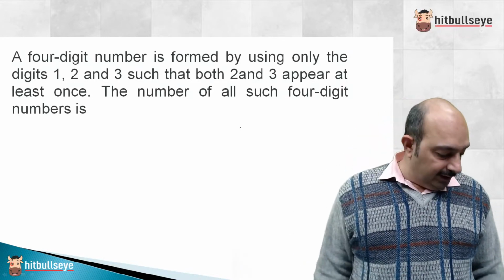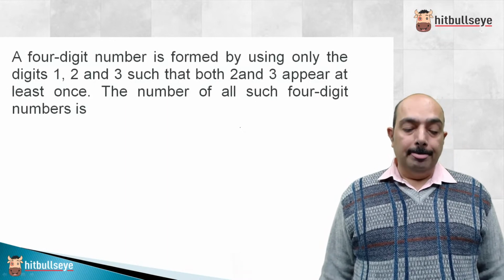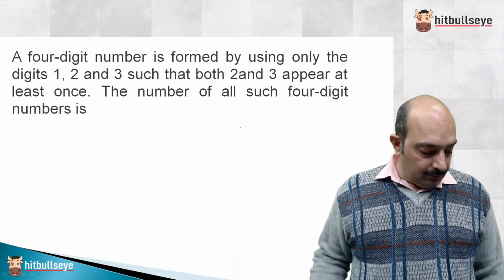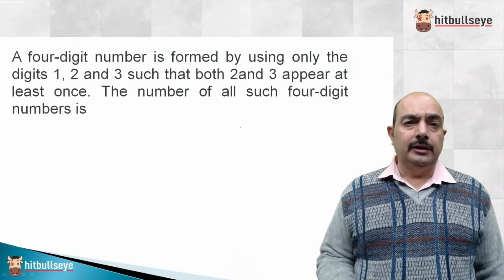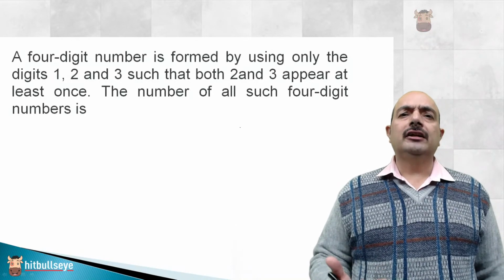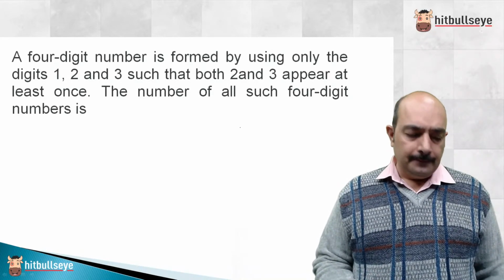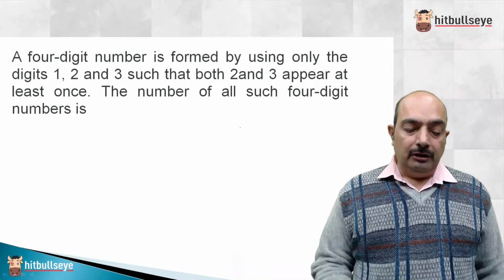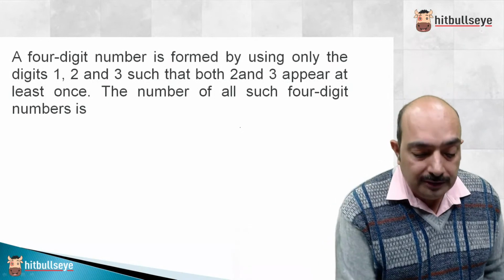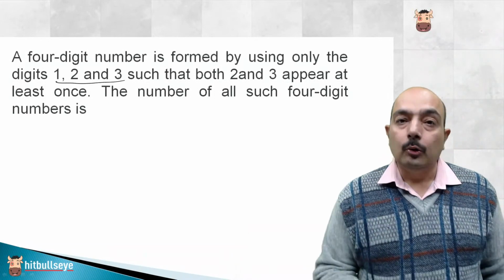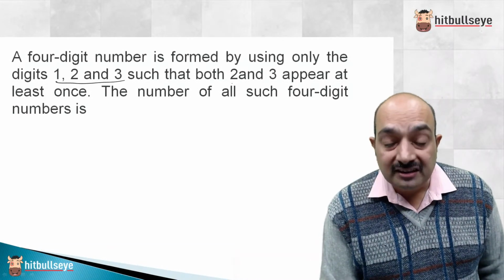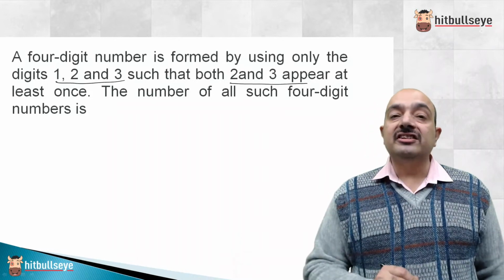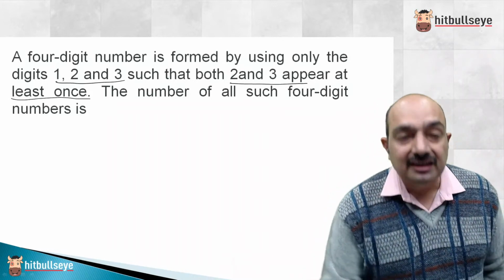Shall I solve, guys? Kindly tell me. Yes. We are making 4-digit numbers. Observe this question. This does not require any hi-fi knowledge of PNC. Basic question. Just understand and try. So you have a 4-digit number, but the digits to be used are 1, 2, 3, where the condition is both 2 and 3 appear at least once.